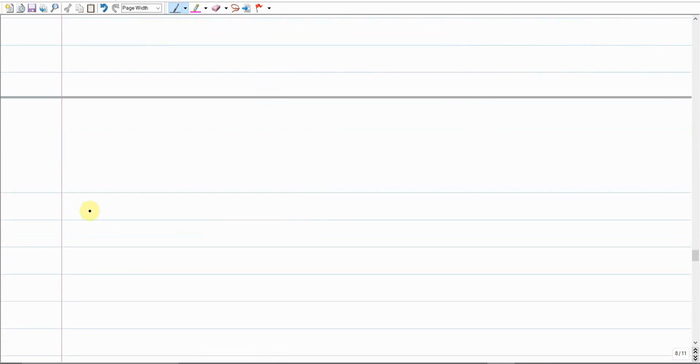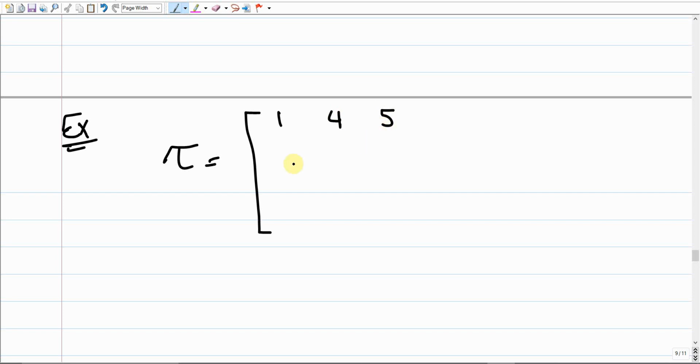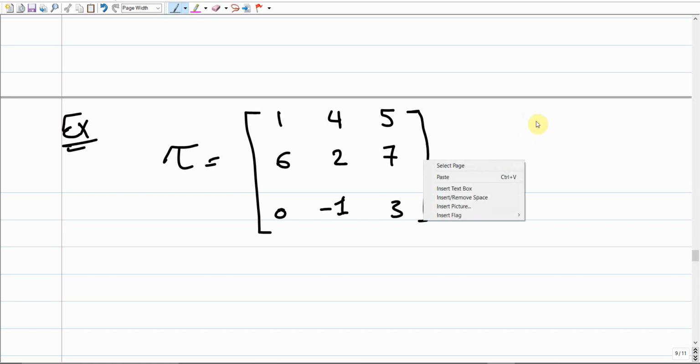How about if we do have, as an example here, this tensor tau equals, and let us just give some numbers like 1, 4, 5, and there is here 6, 2, 7, 0, -1, and 3. And let us consider another tensor like sigma.